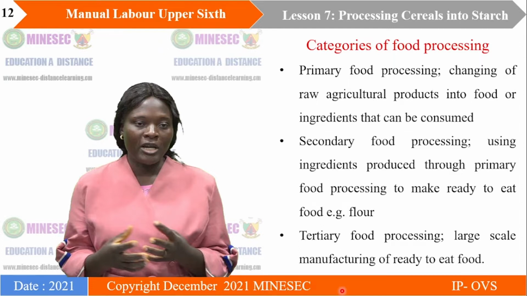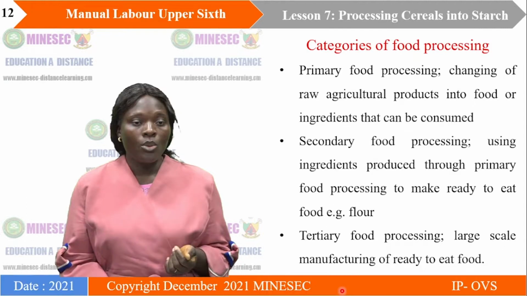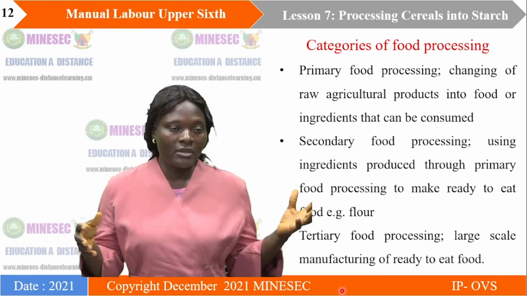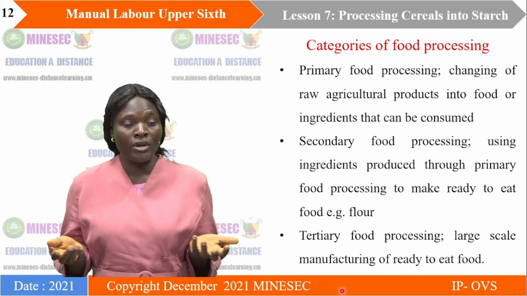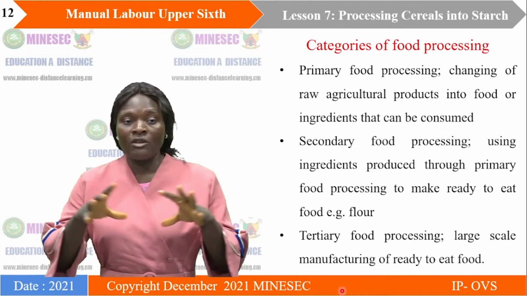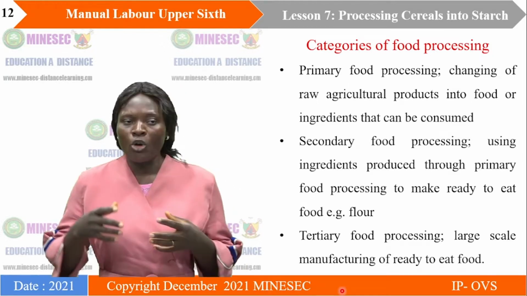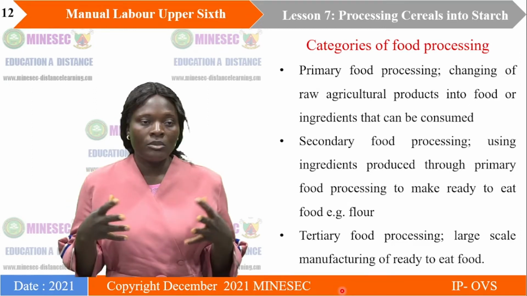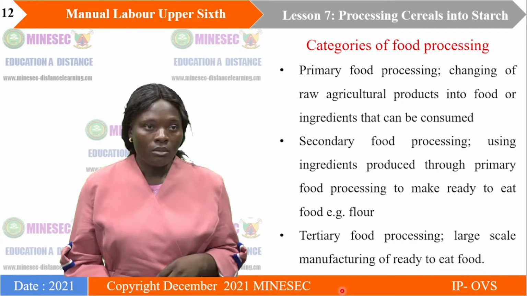Then you have tertiary food processing, which is large-scale manufacturing of ready-to-eat food. When you take cassava and you process gari, it is ready to eat. You can consume it like that. When you take your potatoes and you fry, you can consume, or you make potato flakes, it is ready to eat. So it is the tertiary category.